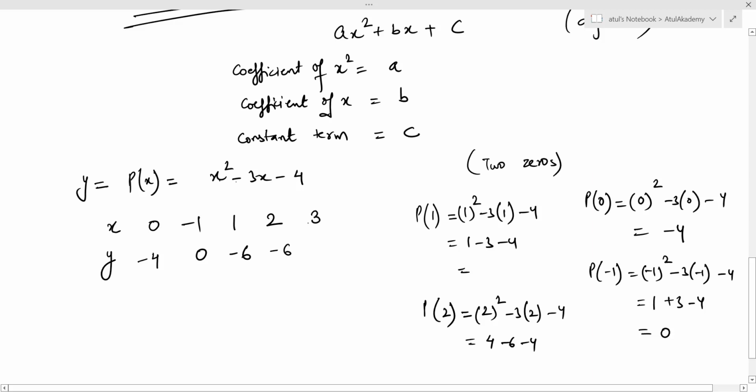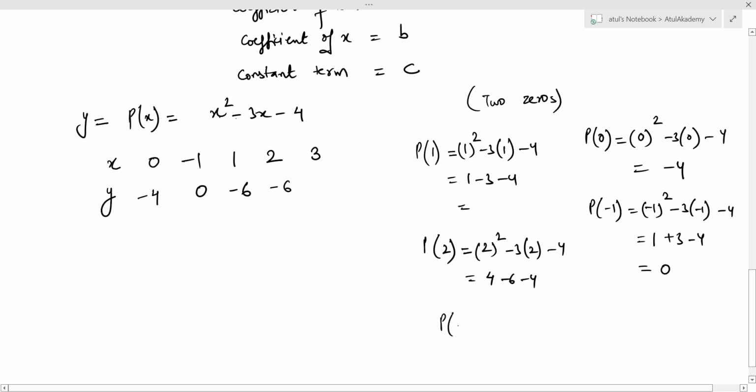Let's put it as 3. When I put it as 3, what will I get? So it's 3 square minus 3 into 3 minus 4. So that's 9 minus 9 minus 4. So that'll be minus 4. That is minus 4 again.